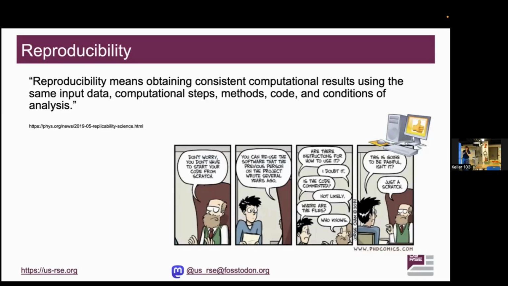So there's a professor saying: don't worry, you don't have to start over your code from scratch. You can reuse software that the previous person on the project wrote several years ago. Are there instructions for how to use it? I don't know. It's a code command, not likely. The other side, who knows? This is going to be painful, isn't it? I think that is what many people experience in research. There's no real software engineering process for giving it further to people. Reproducibility is a big topic. That's one of the steps.